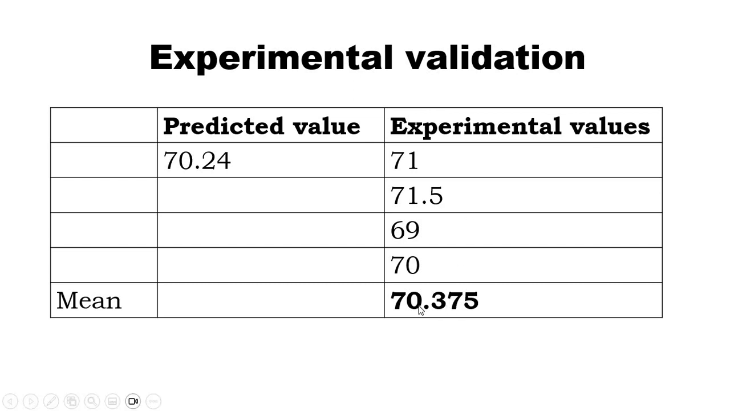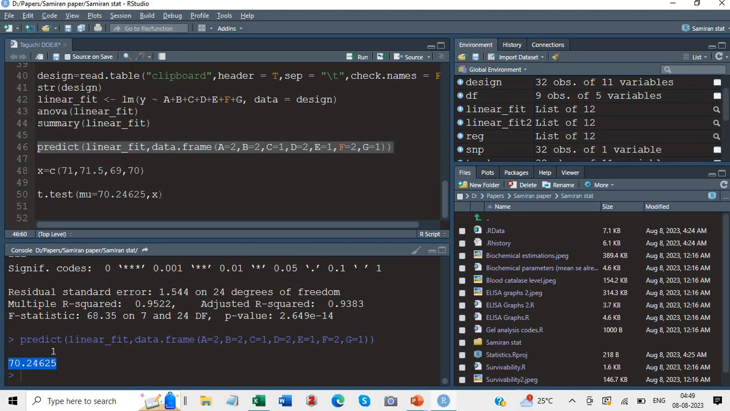So the mean value is 70.375. It is almost equal to the predicted value. But I cannot just say that it is approximately equal to the predicted value, so it should be accepted. I have to show this statistically. For this, we carry out the one sample t-test. In a one sample t-test, if this value is similar to this value, the p-value will be more than 0.05. So we go to the R software, and here I have entered the values 71, 71.5, 70 and so on.